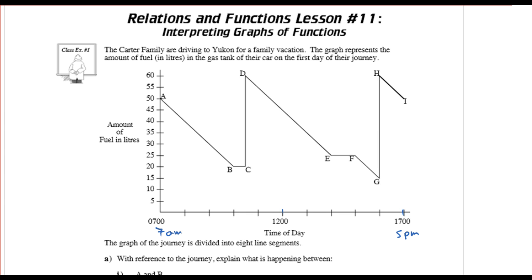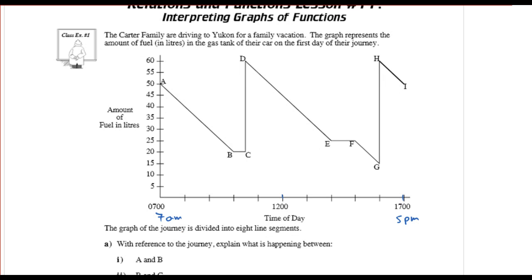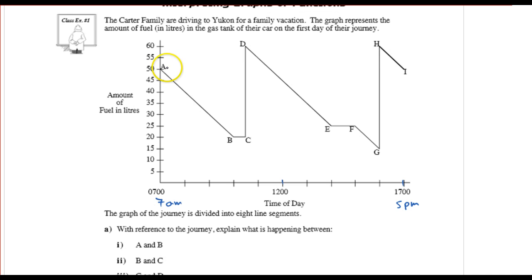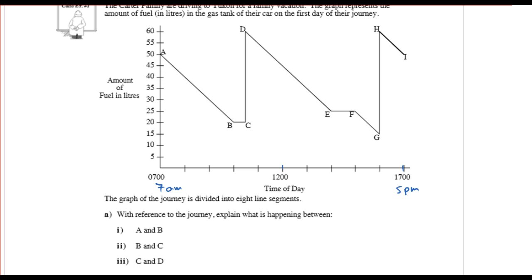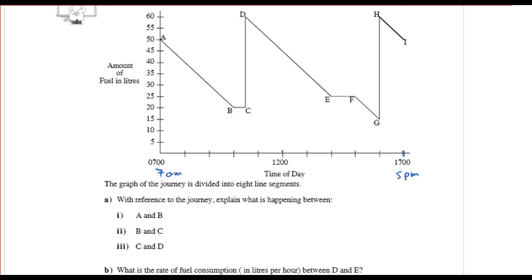The graph of the journey is divided into 8 line segments. Write a reference to the journey. Explain what is happening between A and B. Well, A and B, they leave. I'm not going to write this down, so you can just listen to me here. So from A to B, I'm going to go ahead and pause this and see if maybe you can go ahead and interpret all of these. Then I'll come back with some of my explanations. All right, here's my take on this.